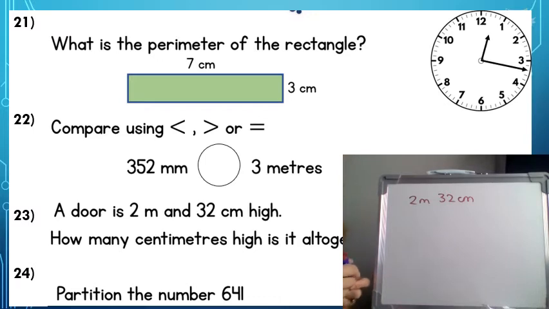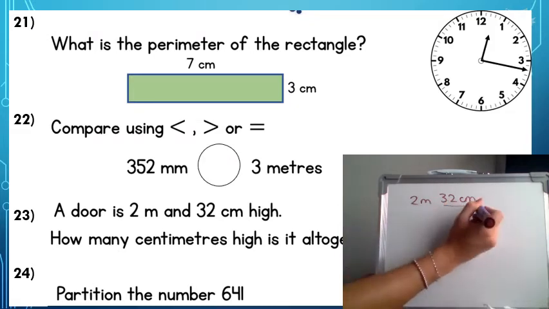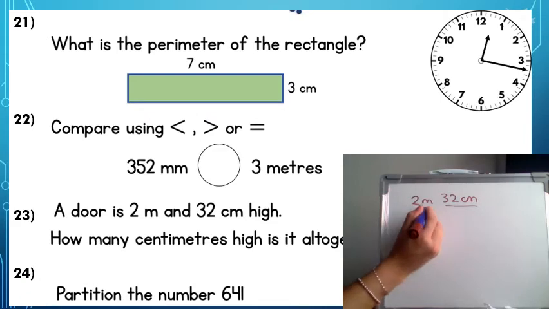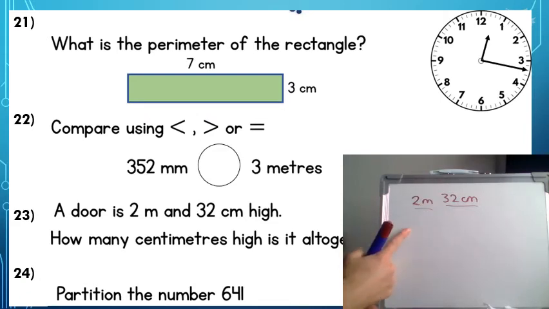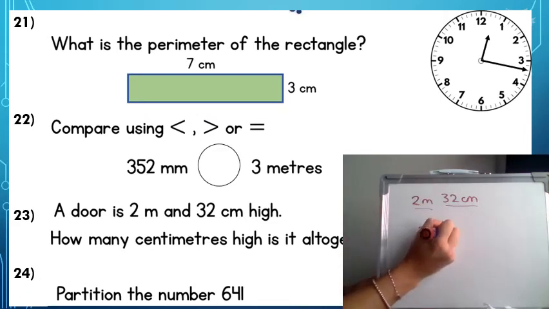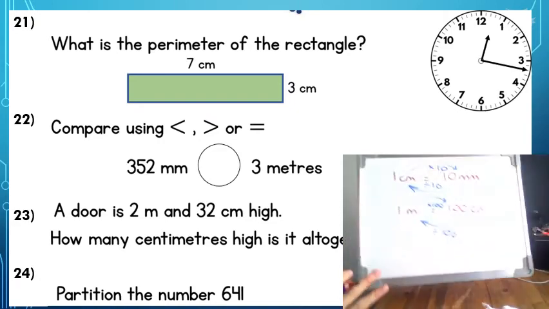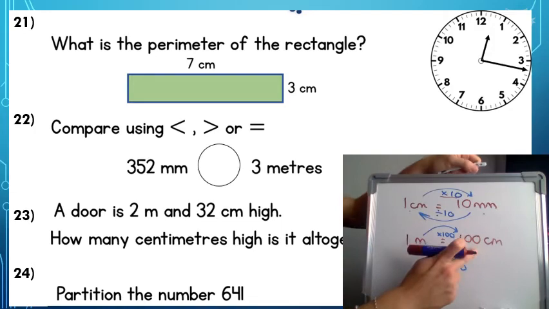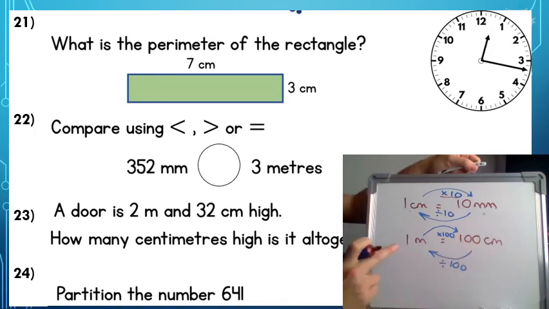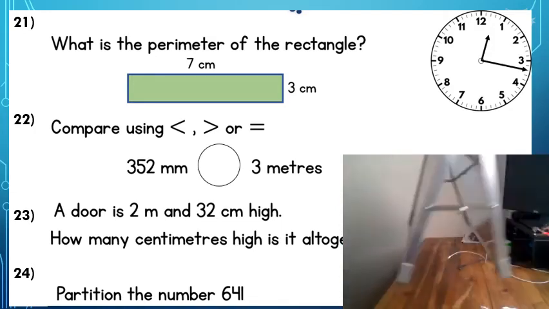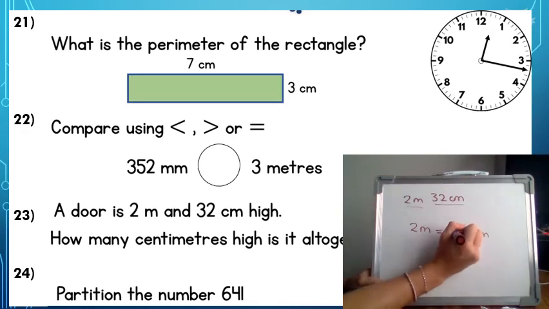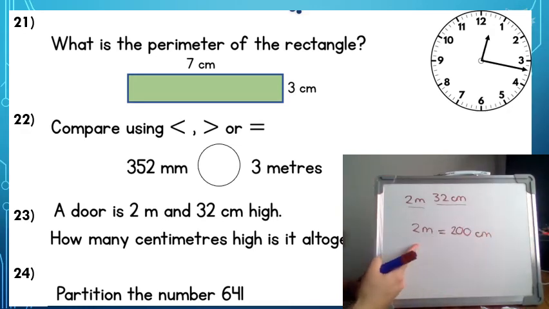Okay, number 23. A door is 2 metres and 32 centimetres high. How many centimetres high is it altogether? I already have 32 centimetres, but I've got 2 metres. So I want to know how many centimetres are in 2 metres. If I look at my conversions, I know in 1 metre there are 100 centimetres. So if I times 2 metres by 100, I will find that there are 200 centimetres in 2 metres.